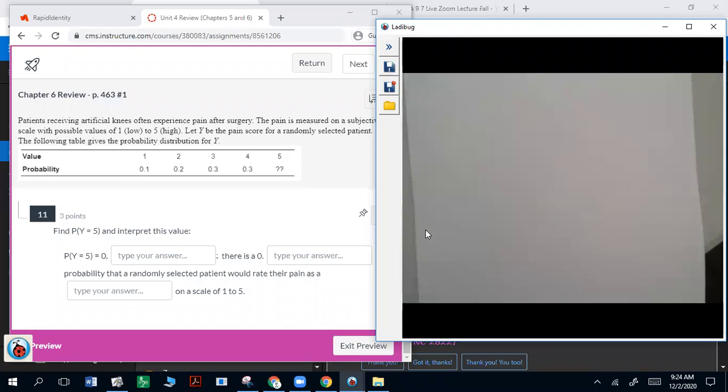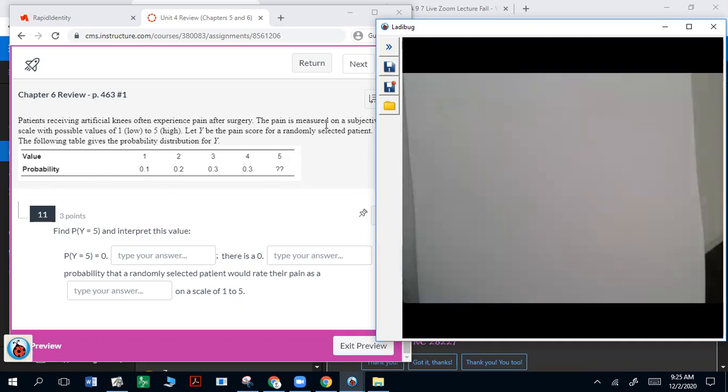Okay, this next question, you can actually get from your textbook, Chapter 6 review, page 463, number 1. And this is a multi-part question. So in this Canvas quiz, it's going to be 11, 12, and 13. So question 11, patients receiving artificial knees often experience pain after injury.